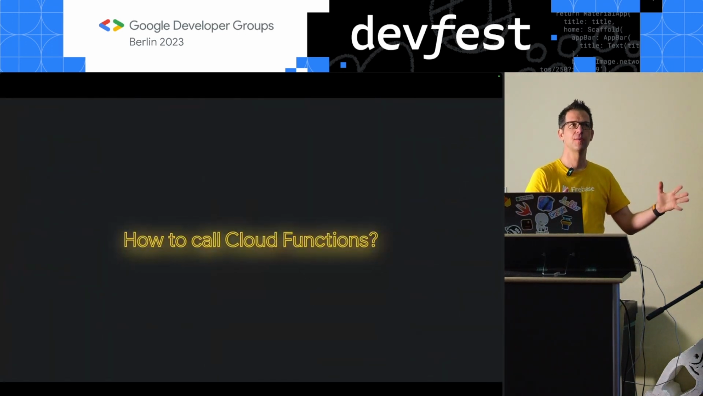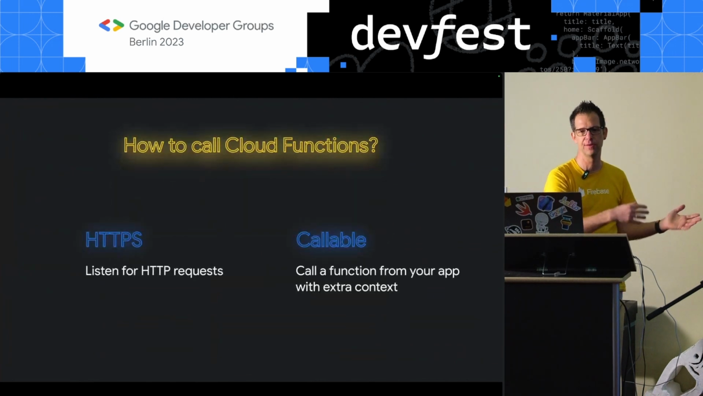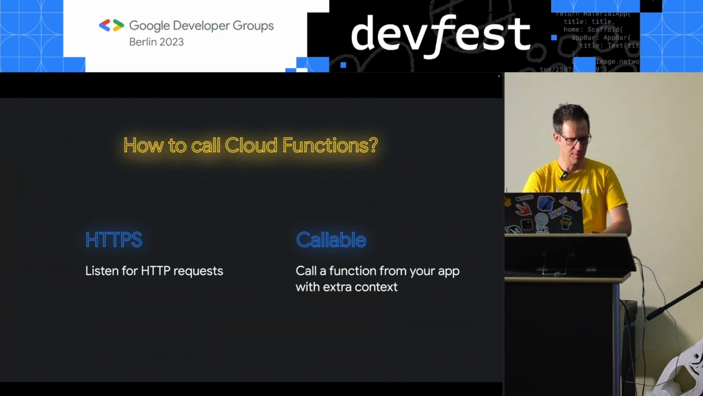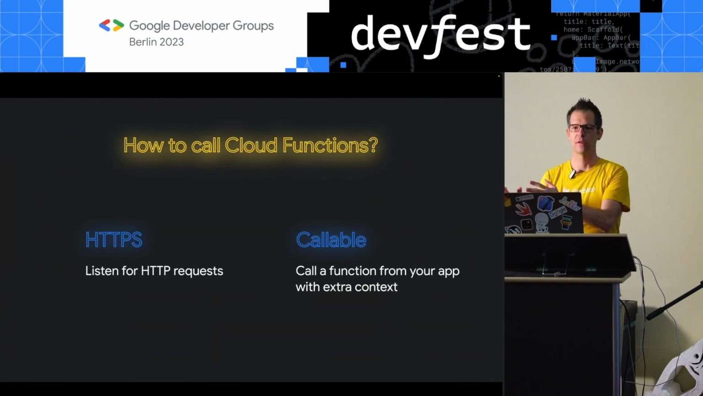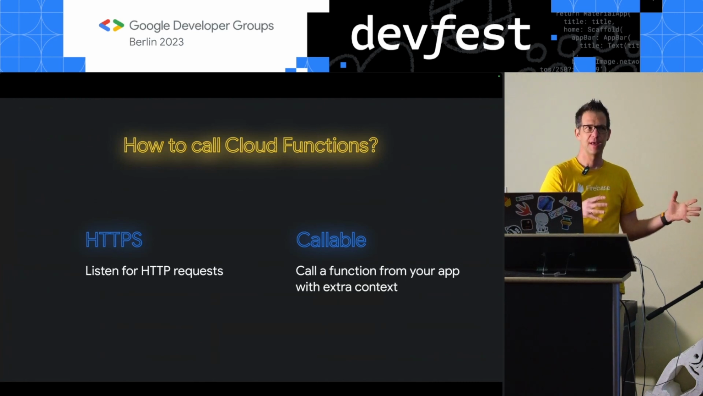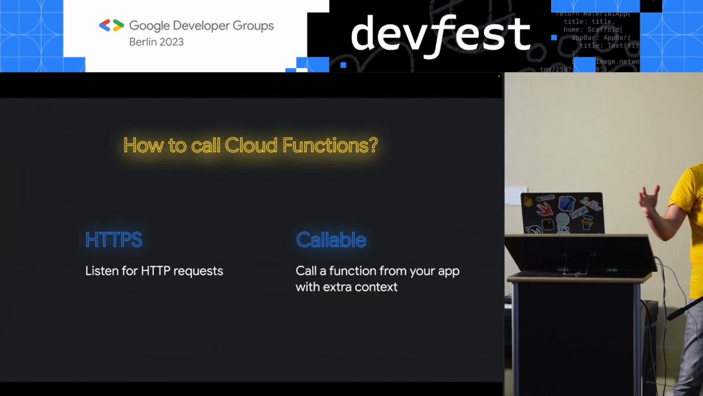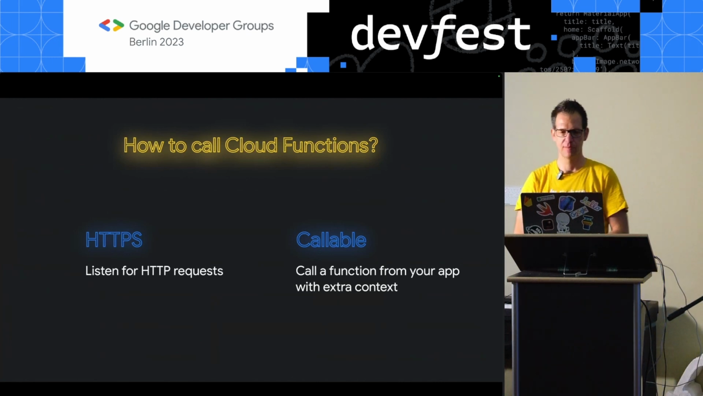OK, so now we've got our Cloud Function in the backend. How can we call them? Because our application is still running on the user's device. There are two main ways how we can do that. The first one is using HTTPS, and the other one is so-called callable. So HTTPS is just a regular HTTPS endpoint, and you can call it using curl or just a plain URL request. It's like a regular endpoint.